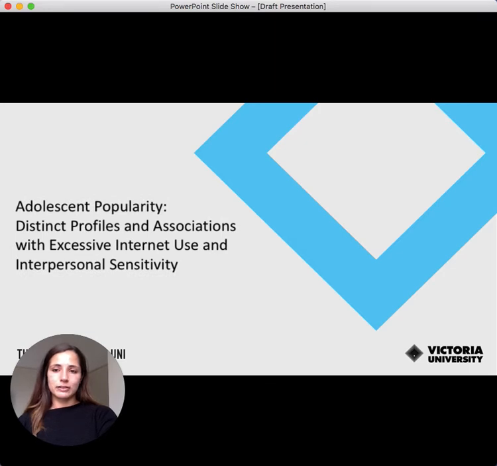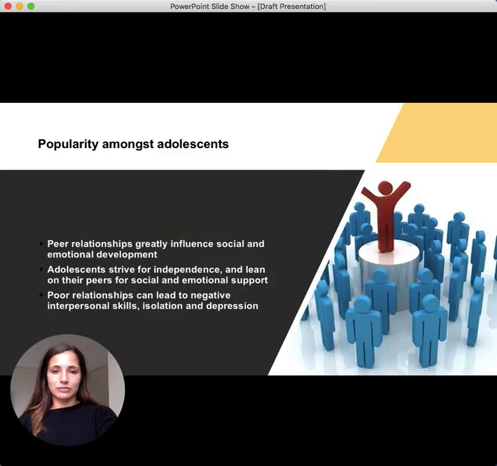I have spent 2020 conducting research within the cyber psychology team and have looked specifically at profiles of popularity within an adolescent population, and if these profiles differ in terms of internet use and levels of interpersonal sensitivity. This is an area of research that holds great significance given the importance of social support throughout adolescent years. It is during this time when one consolidates their identity, self-esteem, and future life direction.